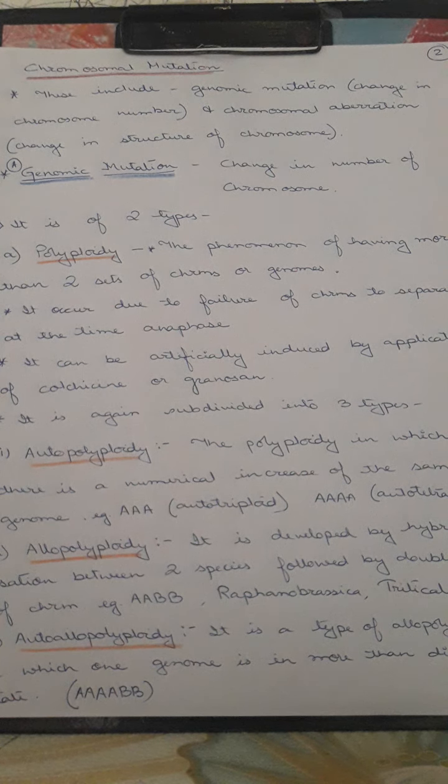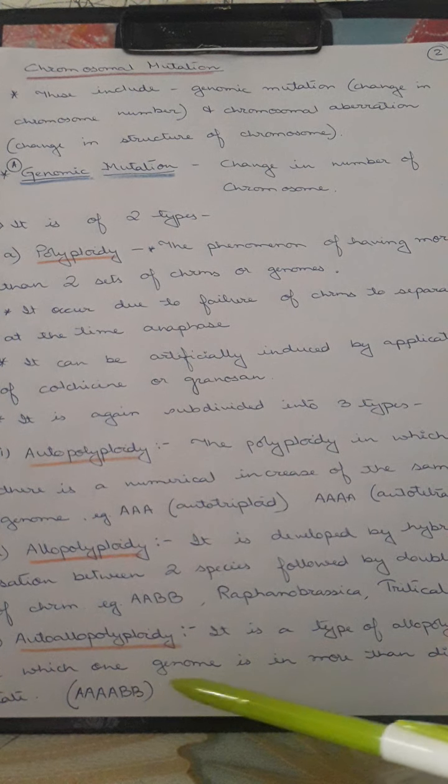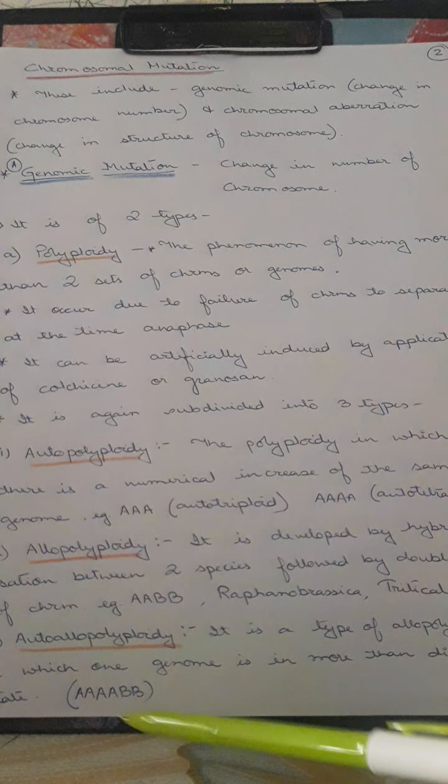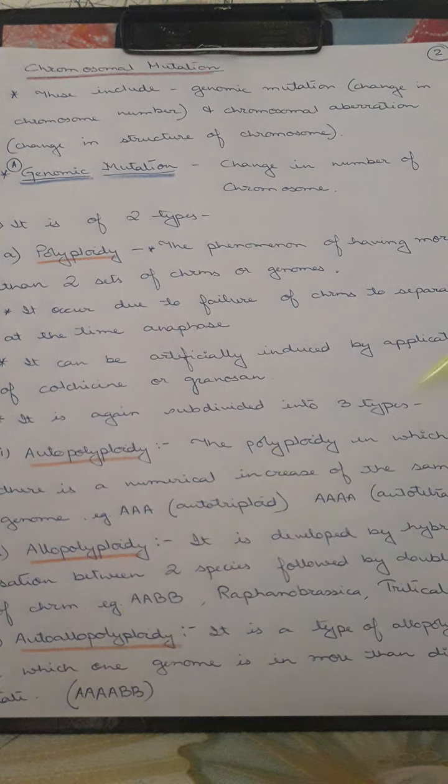Auto-allopolyploidy is an allopolyploidy in which one particular genome has more than one diploid state. For example, AAAABB, that means AA is having its diploid state, only one genome is increasing the number. This type of condition is known as auto-allopolyploidy. Got it?